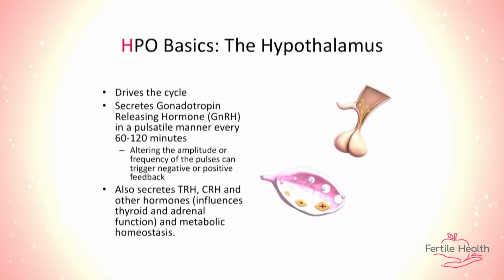So the H in HPO axis is the hypothalamus. The hypothalamus is sort of the boss of the cycle. It drives the cycle. It tells everybody else what to do. It secretes a hormone called GnRH, or gonadotropin-releasing hormone, in a pulsatile manner every 60 to 120 minutes. Is it important to remember the 60 to 120 minutes? Not necessarily, but what is important to remember is the fact that it is pulsatile.